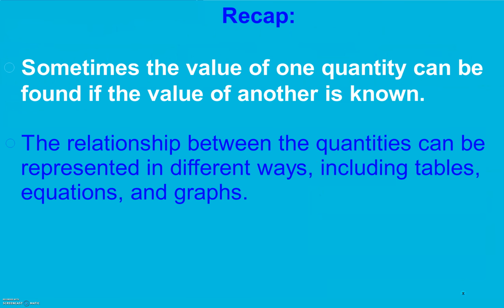Quick recap, sometimes the value of one quantity can be found if the value of another is known. The relationship between the quantities can be represented in different ways, including tables, equations, and graphs. And that's all I have for section 1.1 and chapter 1.